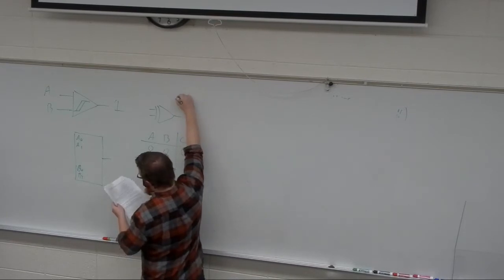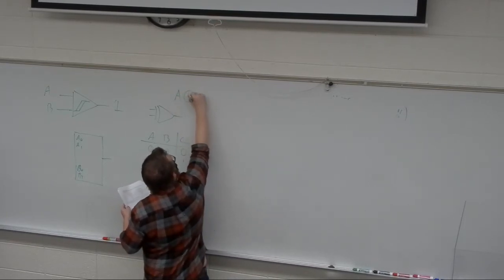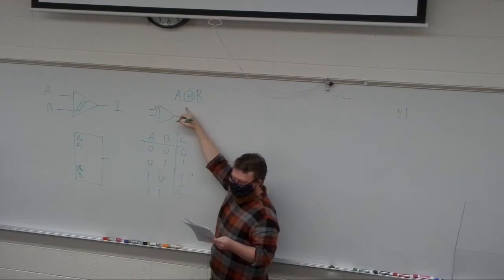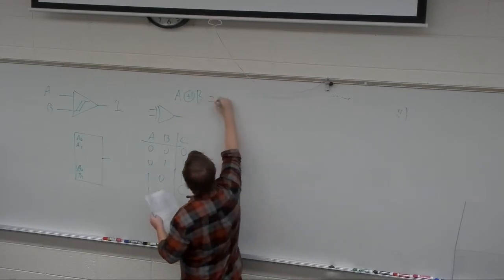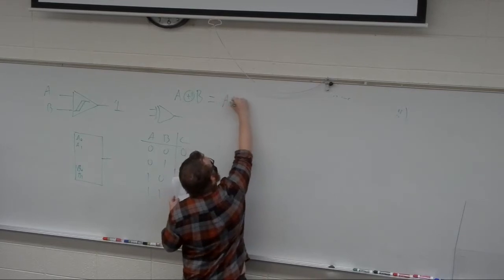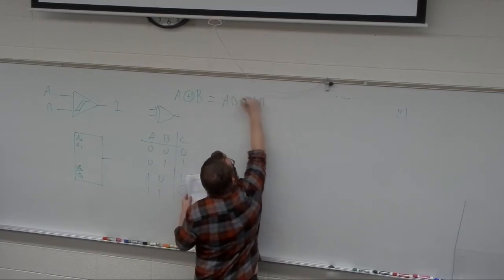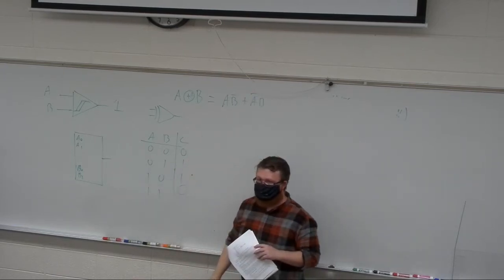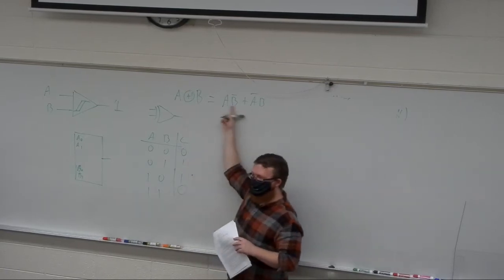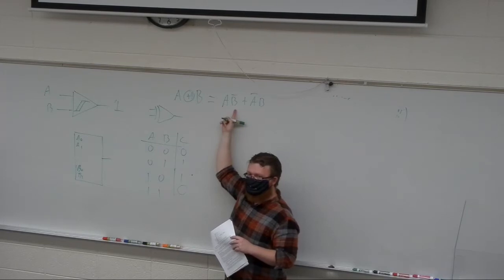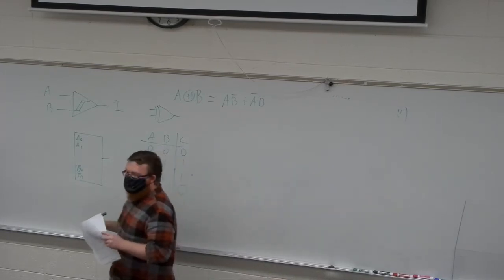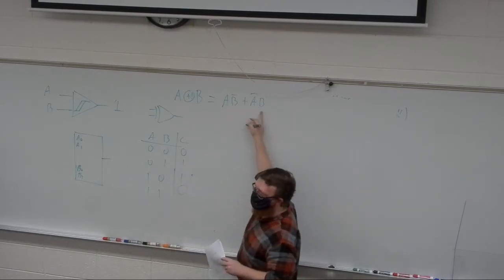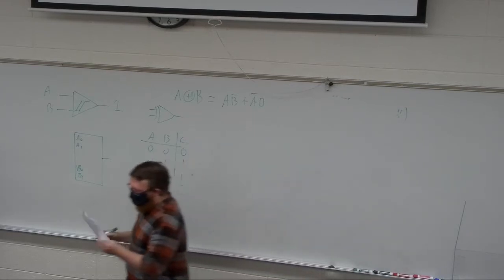Recalling that you have this symbol. A XOR B, right? And this is equal to that XOR this. And that's just because you have A and not B, or not A and B, right? Those two. Okay.